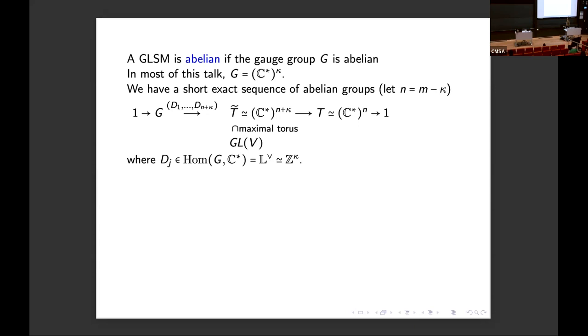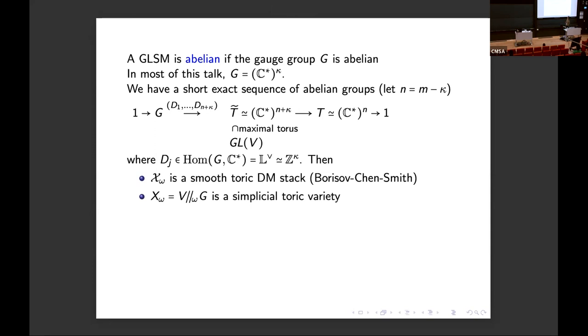Some notation: this character lattice we denote L check, because we want to denote the co-character lattice by L. In this case, since it's abelian, this curly X omega is a smooth toric Deligne-Mumford stack in the sense defined by Borisov, Chen, and Smith. And actually, in this case there are no generic stabilizers. It's just a toric orbifold.